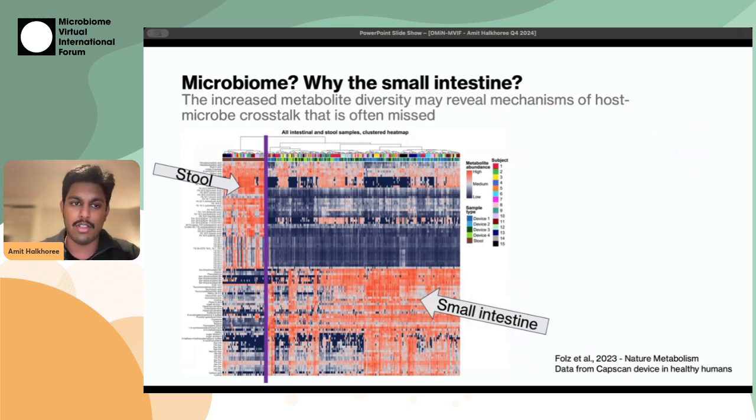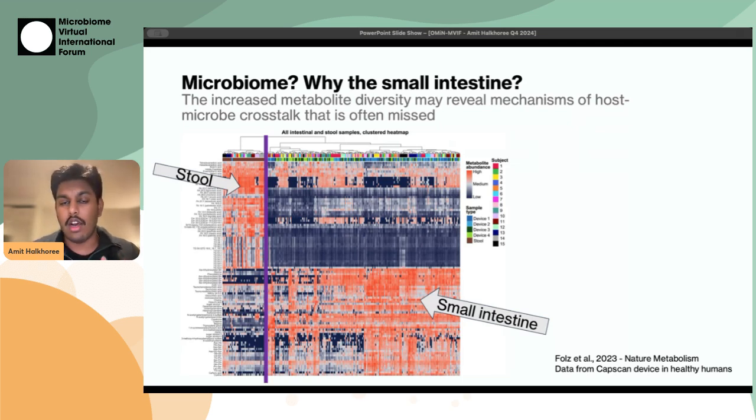Why are we focusing on the small intestine? And I love bringing up this figure. This is from the CAPSCAN paper last year. And you can really see that there's a diversity of metabolites that's not really captured at all when you're looking at stool metabolomics. And this is from humans. You can see a really large diversity, which we don't often get. So it might reveal some additional crosstalk that we're often missing.